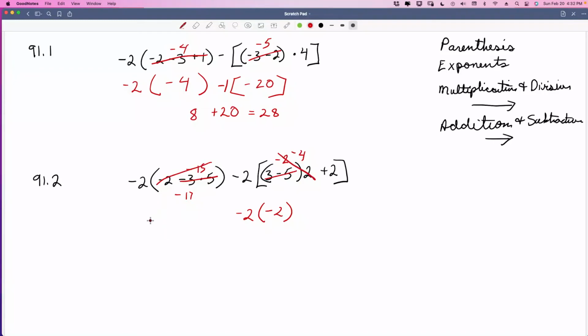So -2 times -17, and a -2 is going to be combined with, or -2 times a -4. So -2 times a -17, that's going to be a positive because both of these signs are the same. So 34. -2 times a -2 is going to be a +4. So the answer is going to be 38. Okay? And that is how we get there.